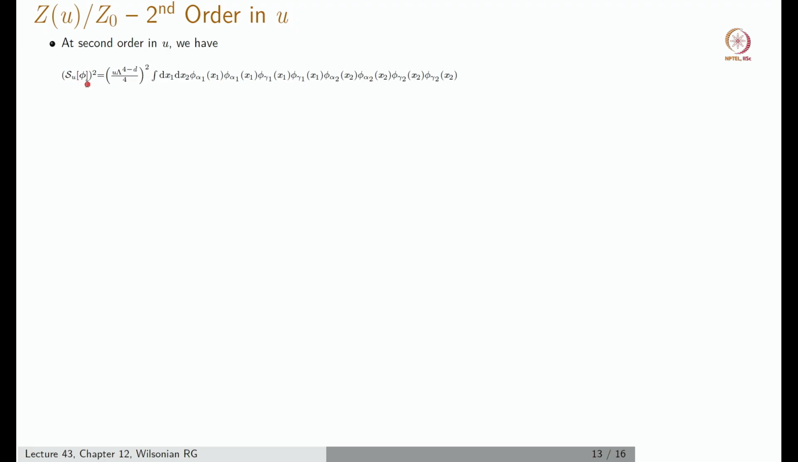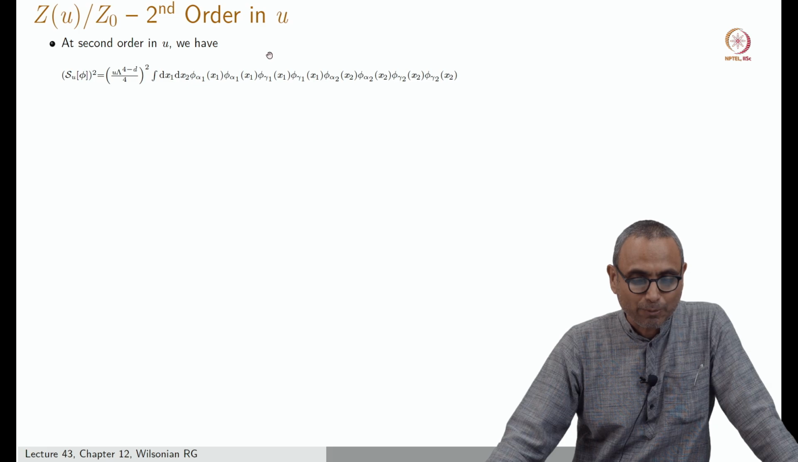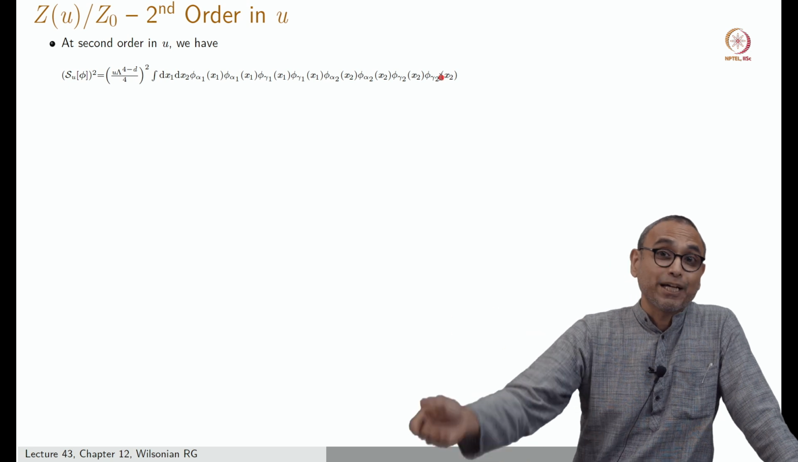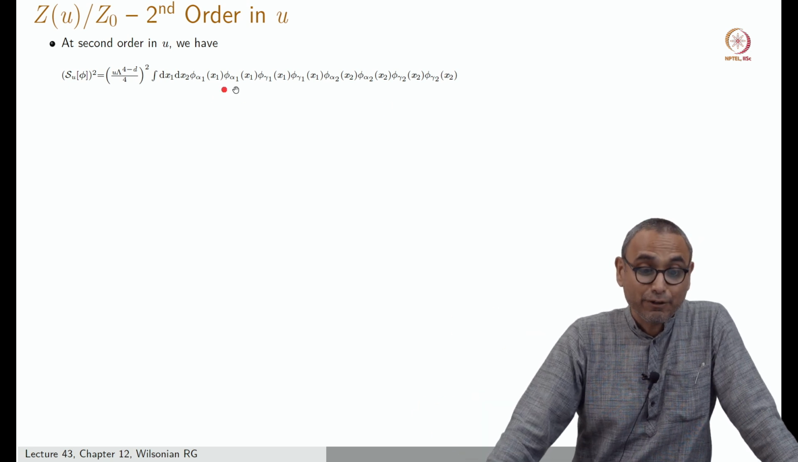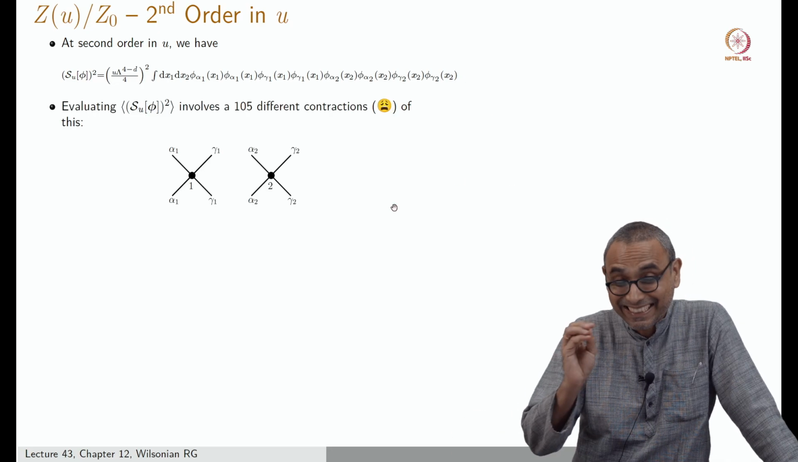If I write this out, you see this is a functional. There will be two spatial integrals, dx1, dx2. There will be the square of this quantity, so there will be two terms, one corresponding to x1 and the other corresponding to x2. So in total there are 8 phi fields here. If you work out how many ways you can contract them, you will see that there are 105 ways at second order.